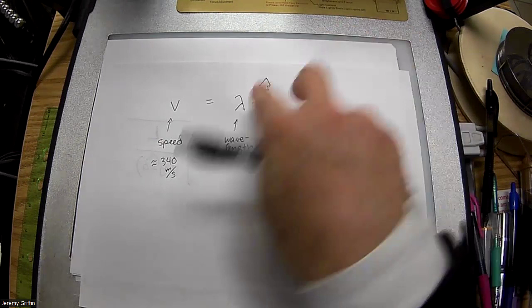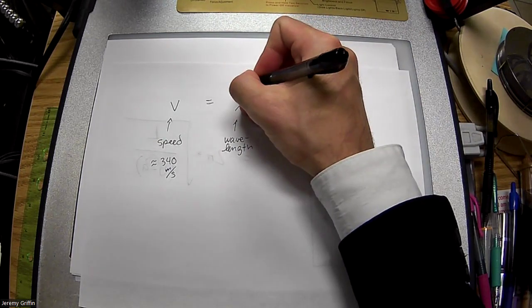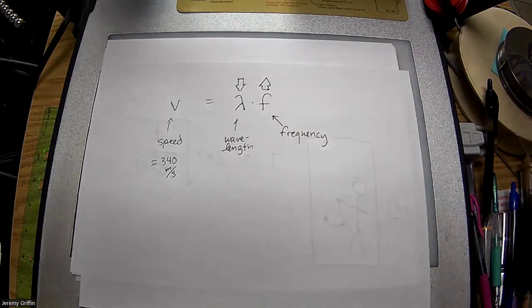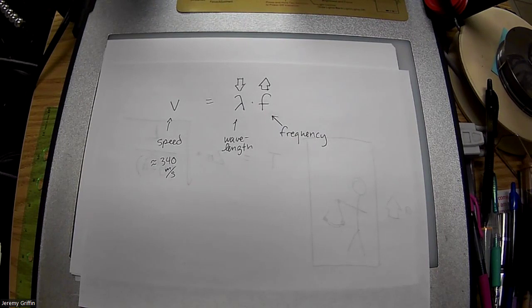Do you guys see an inverse relationship between these two, frequency and wavelength? So if you double the frequency, you get half the wavelength. Double the frequency, by the way, is like going up an octave.